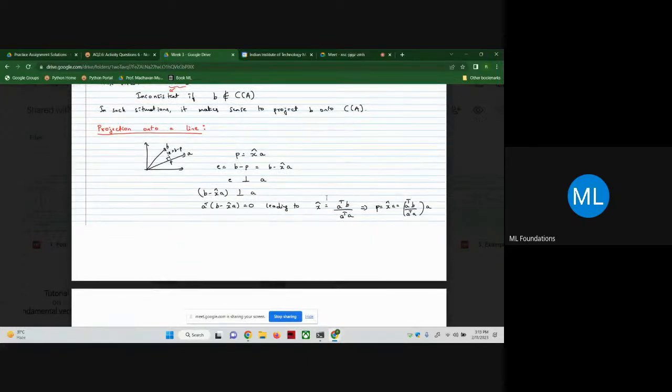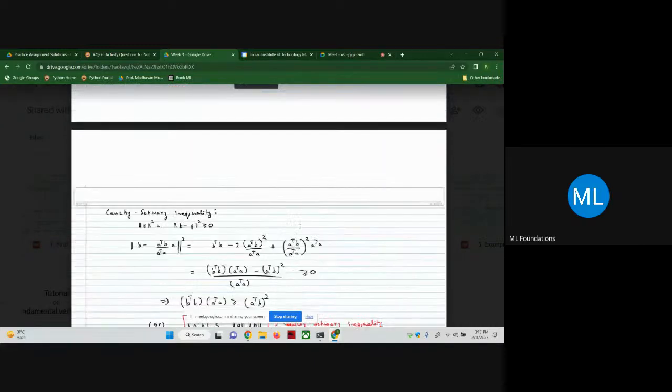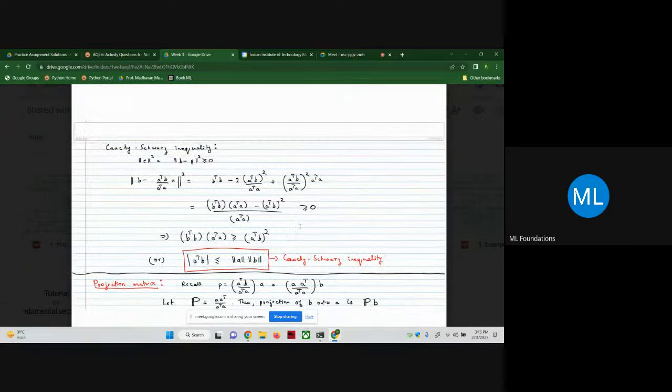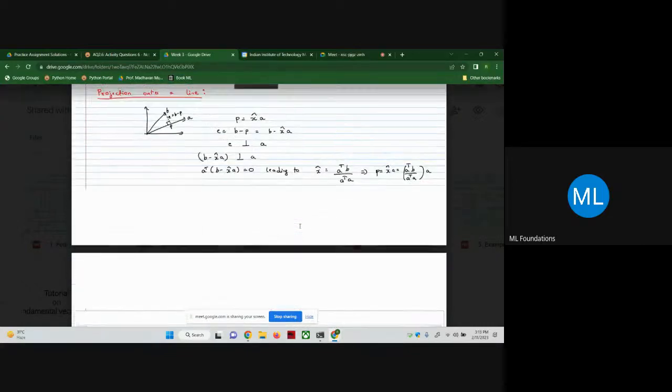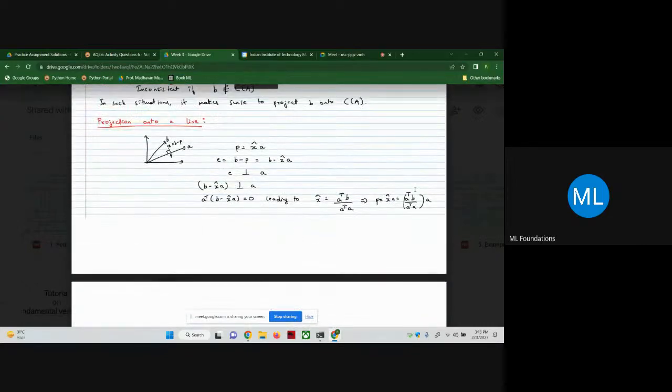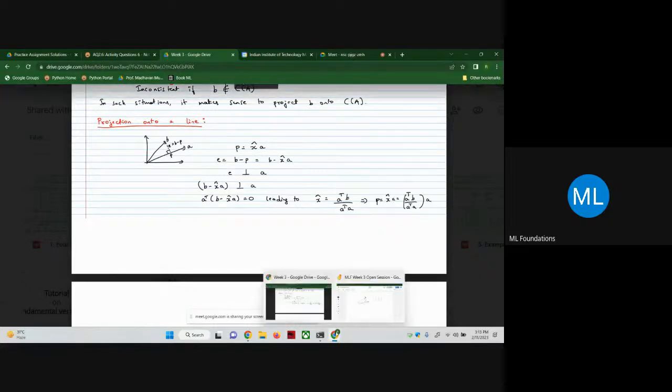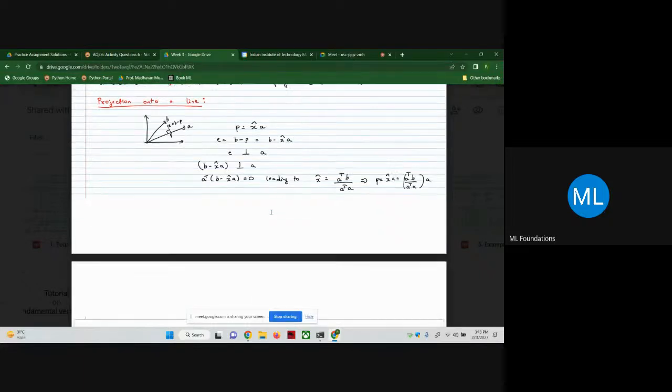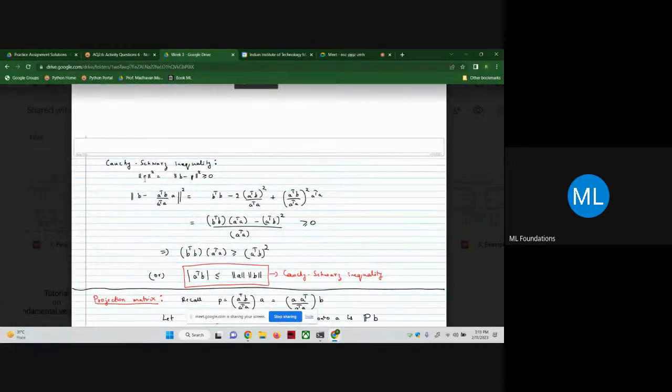So the projected vector will be... since this x cap should be multiplied by a, that's going to give you a transpose b by a transpose a, multiplied by a. Okay, so this is the projected vector, in short. There's another simpler way to find out about this, we'll discuss that. So first thing is this error vector.